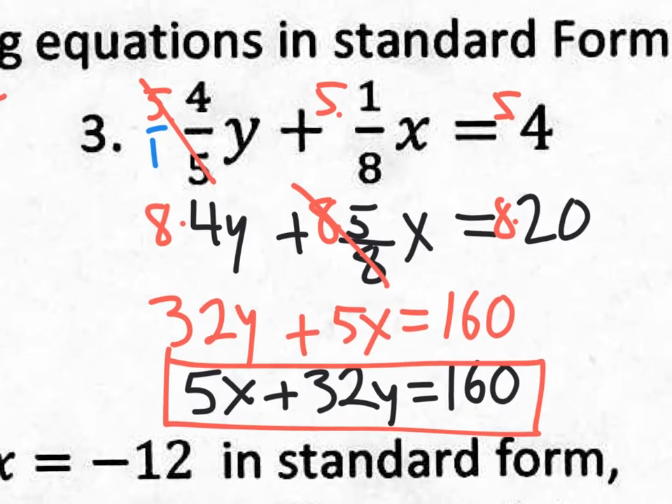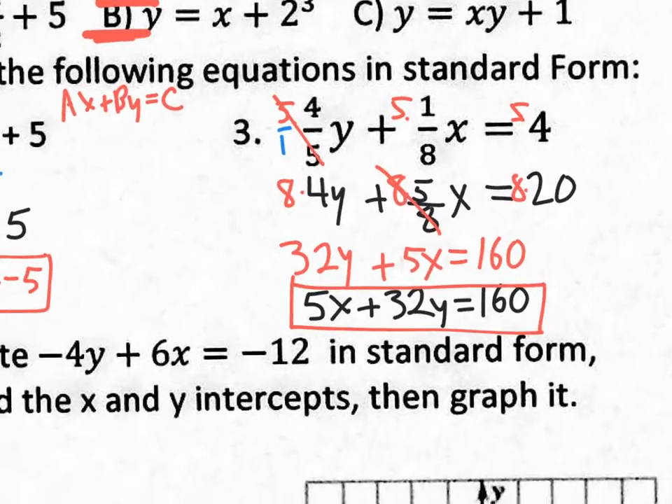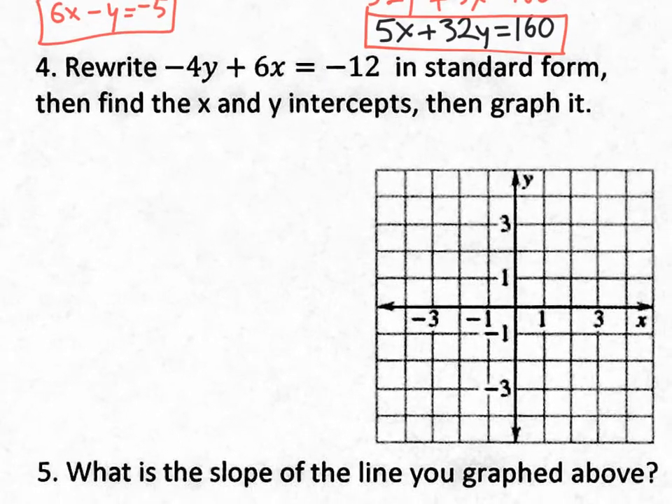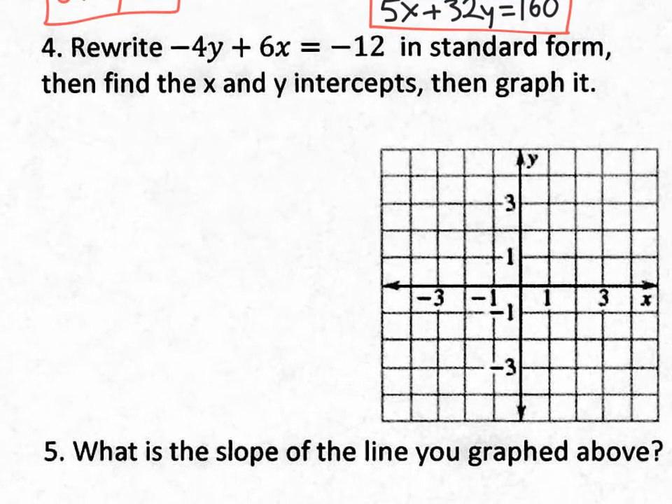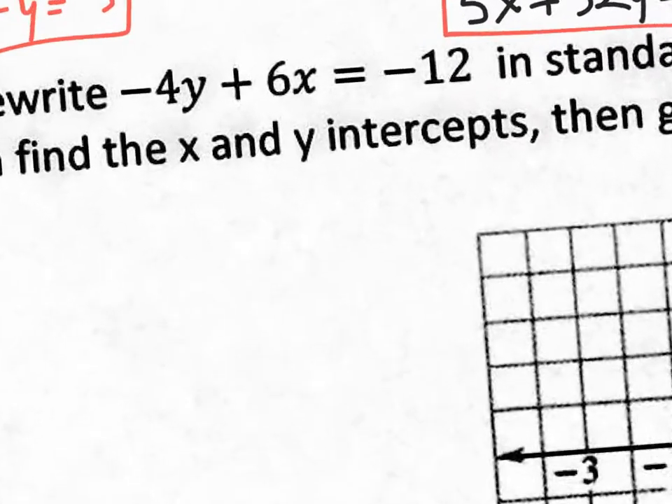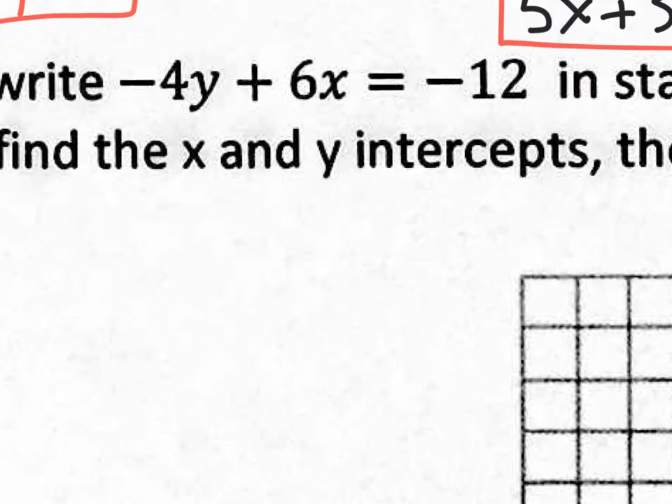Okie doke. Let's move on to this next one. On this next one, they do want us to rewrite it in standard form, and then they want us to find the x and y intercepts and then graph it. So there's a lot of steps to this problem. So let's first rewrite it in standard form. What should I do with this equation to start writing it in standard form? Anybody?